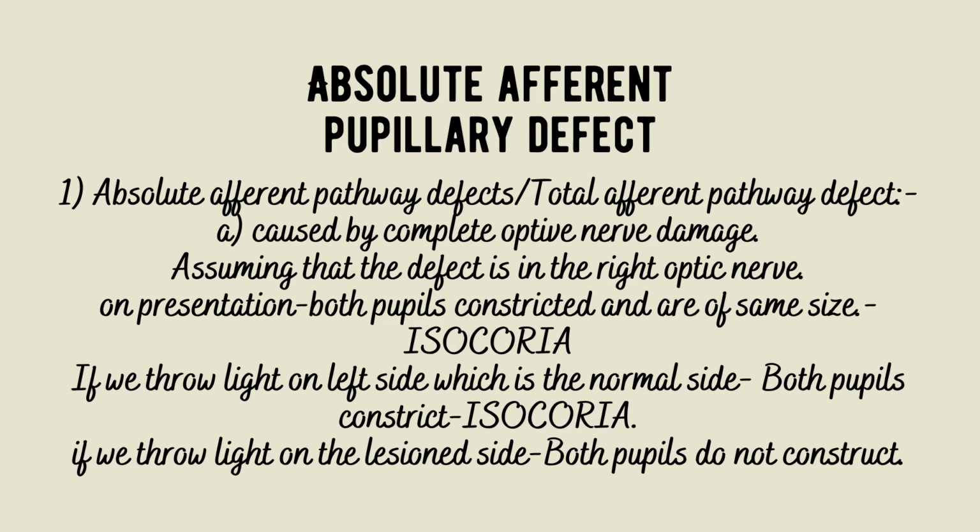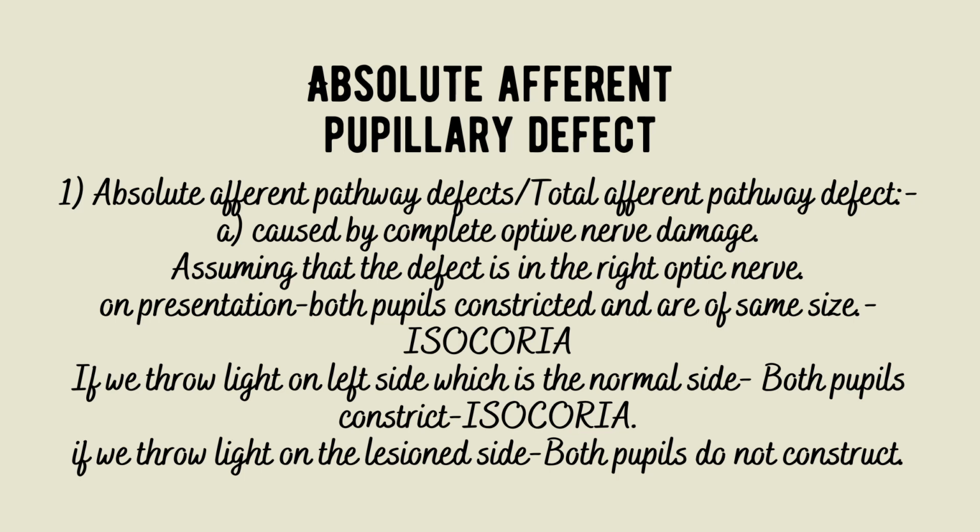On presentation, as the person is coming in daylight, some amount of constriction will be there in the pupil, but both pupils will be equally constricted and of the same size. That is called iso. Iso means same, so isochoria. Now if we throw light on the left side, which is the normal side, impulse will go and both pupils will constrict. It is isochoria.